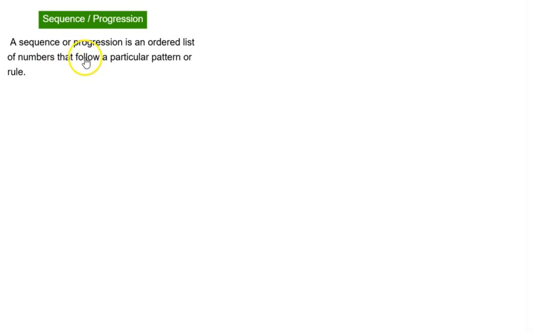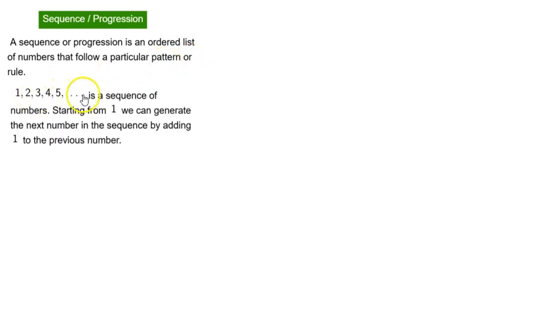We are going to learn sequence and progression. A sequence or progression is an ordered list of numbers that follow a particular pattern or rule. 1, 2, 3, 4, 5, dot, dot, dot is a sequence of numbers. Starting from 1, we can generate the next number in the sequence by adding 1 to the previous number. So we say this is a sequence.